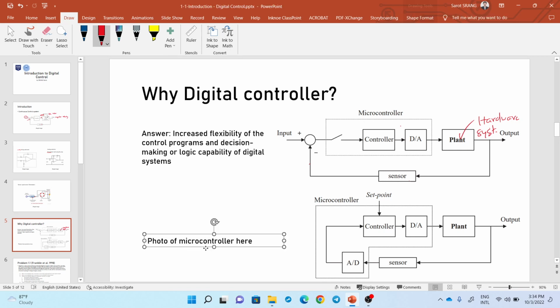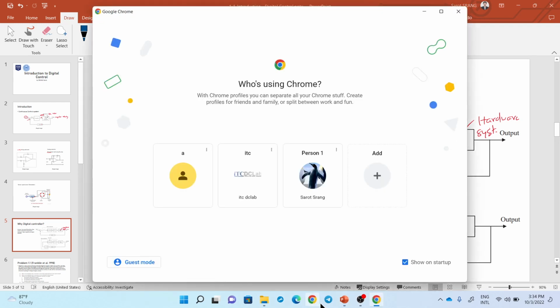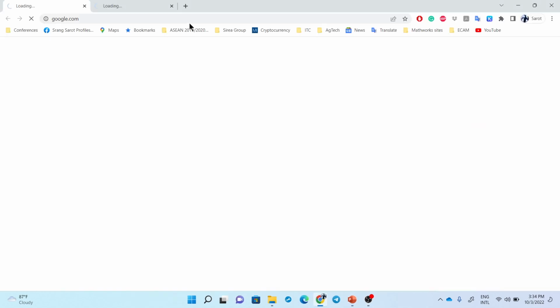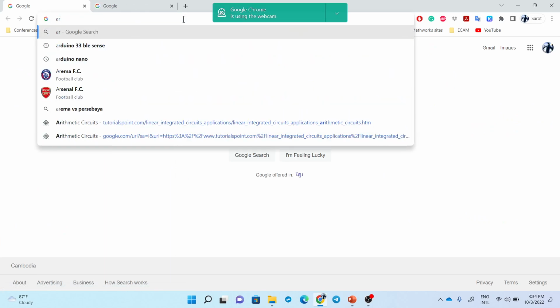So I shot a photo of a microcontroller, for example, like Arduino, where I can quickly find it. Microcontroller for you, like Arduino.